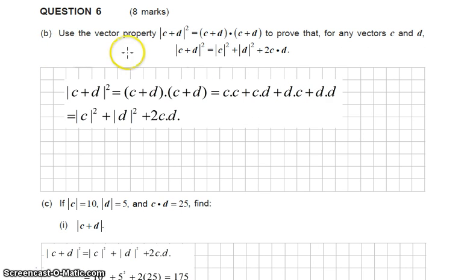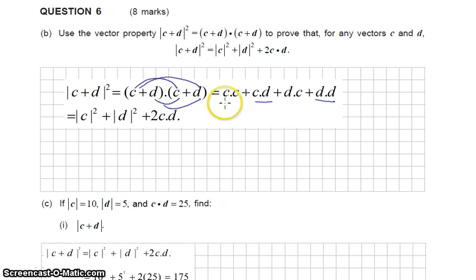Move on to part b of the question. You have to use the vector property here to prove this statement. Okay, so we know that the square of the modulus of the vector is always equal to the vector dot the vector. And this gives us C squared, and then CD, DC, and then D squared.